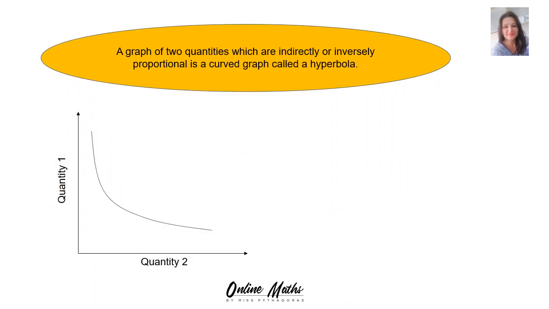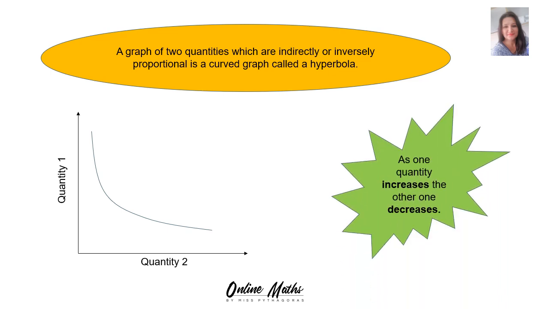A graph of two quantities which are indirectly or inversely proportional is a curved graph called a hyperbola. As one quantity increases, the other decreases.